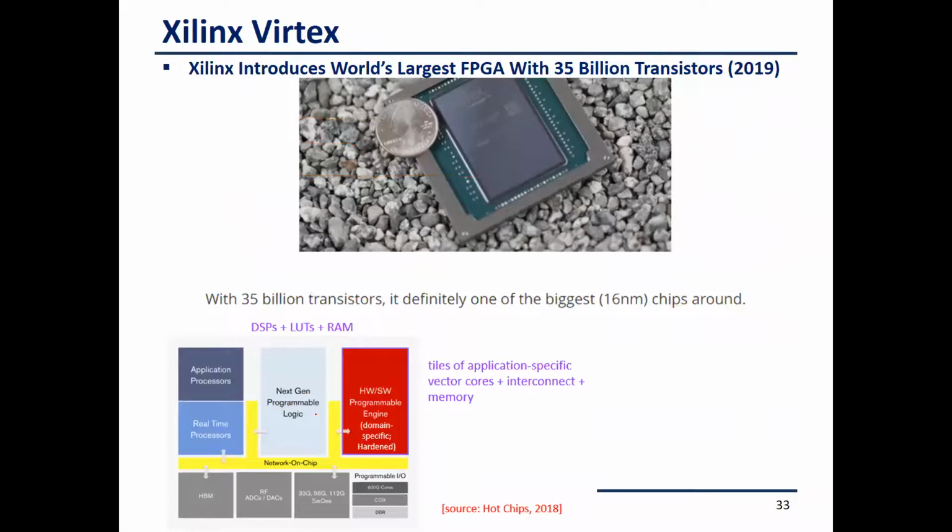Okay, recently, there has been a boom, not only in this special purpose processor, but there is now dedicated heterogeneous design that really services the specific software application, where now we are mixing on one chip. If you look at this chip here, 35 billion transistors. Okay, and this is definitely one of the biggest 16 nanometer chips. And basically we have tiles of application specific vector processors or vector cores with interconnect and memory. So all of this parallel computing, matrix multiplication, and all of these features are kicking in today's designs.